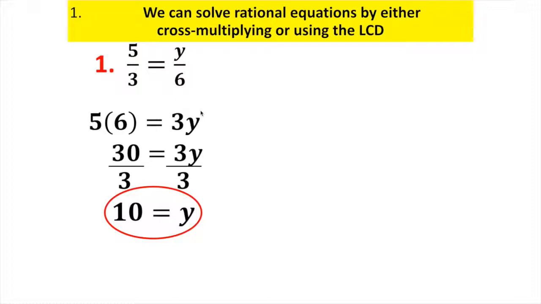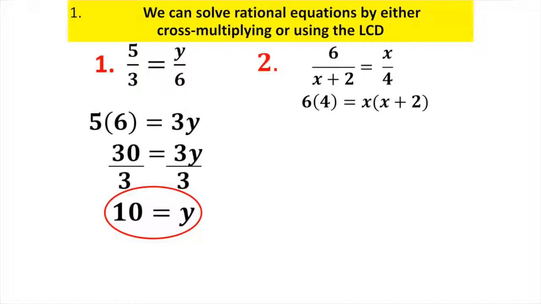Now we're going to make it a little bit more complicated, though. I'm going to add in several variables instead of just one. But we're going to use the same method. So I've got 6 times 4 on one side, and x times x plus 2 on the other side. So 6 times 4 is 24. X, I've got to distribute this x. X times x is x squared. X times 2 is 2x.